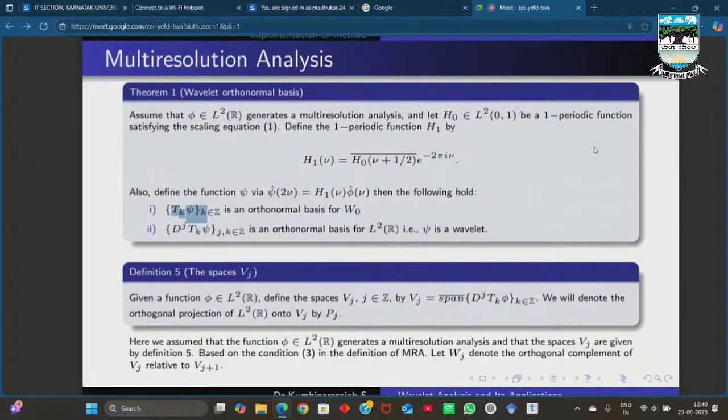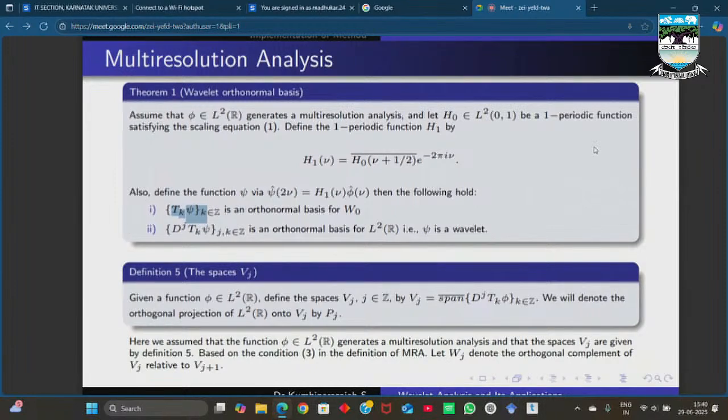For W0, just carefully see here. Till now I have considered only the scaling function, and with respect to the scaling function, the one periodic function H0. With respect to that, we have created H1. By using H1 and the scaling function, we have created psi cap of 2 nu. From that, the psi has been defined. So for psi, the Tk of psi is going to be an orthonormal basis for W0.